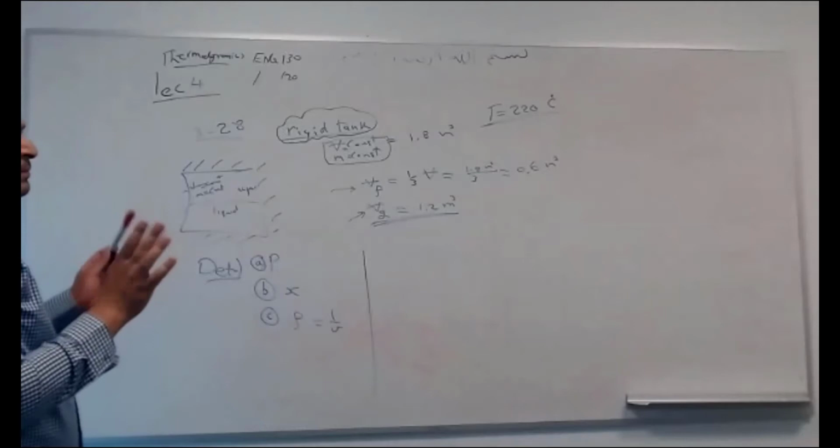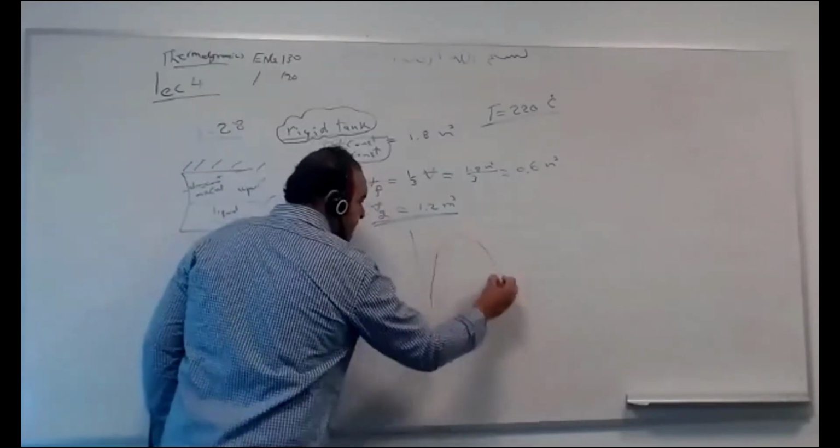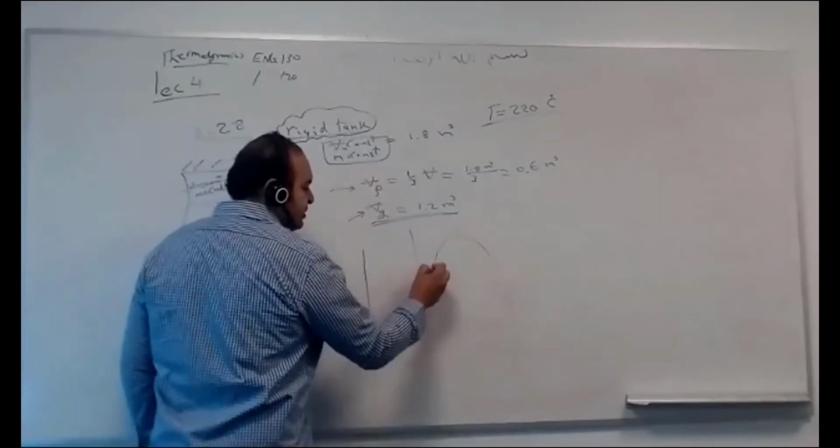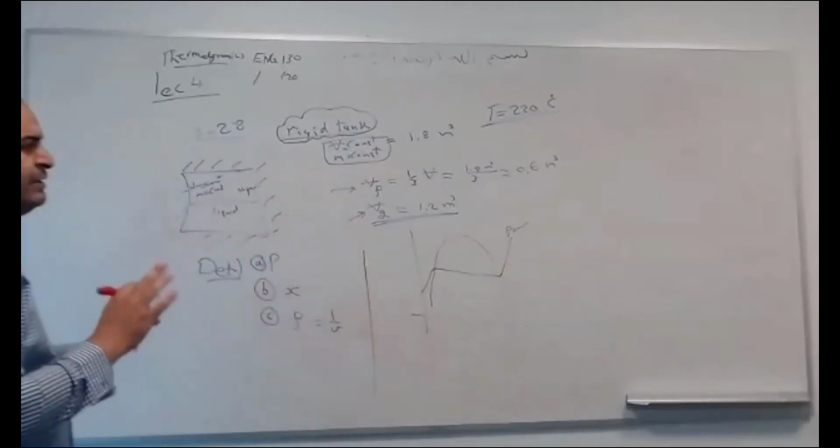So what happened before I start? If I just plot my curve, this is a certain temperature, pressure. I don't know where the pressure is yet. Let's say this P. For example, this is a constant P, whatever it is.